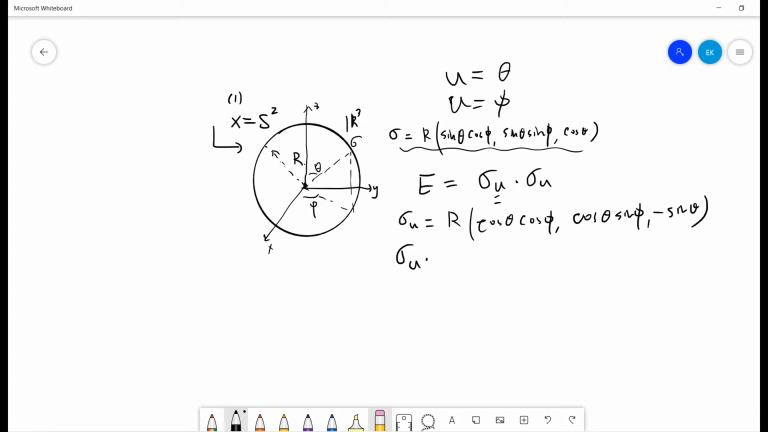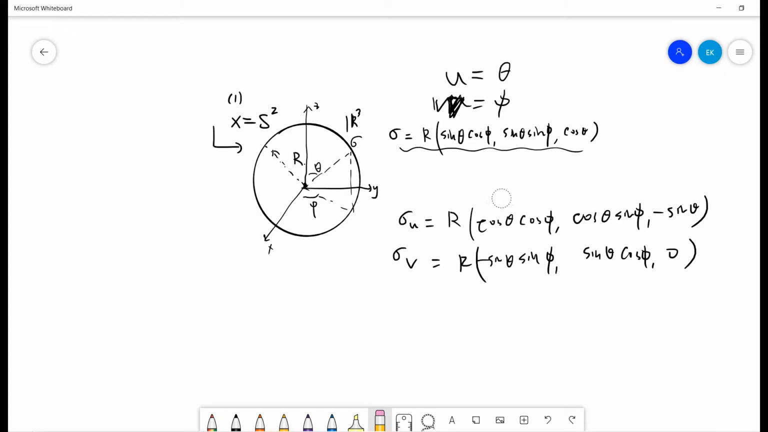Sorry, let's first compute sigma v. Sigma v is the differentiation with respect to phi, so it's minus sine theta sine phi, sine theta cosine phi, and 0. Now let's compute the so-called first fundamental form. I'm just calculating this for fun, because we will see that if we just want to compute the Gaussian curvature, we don't need the actual quantities.